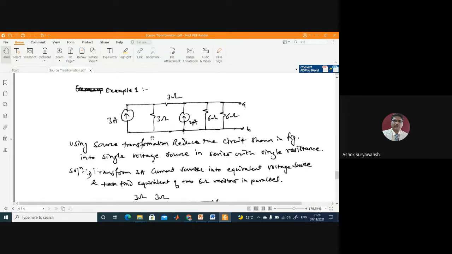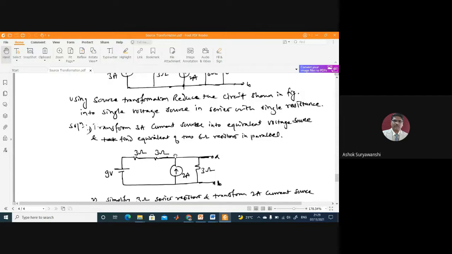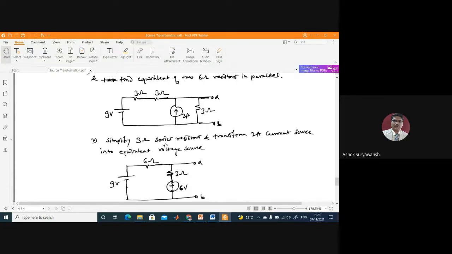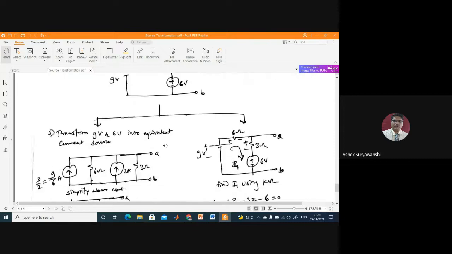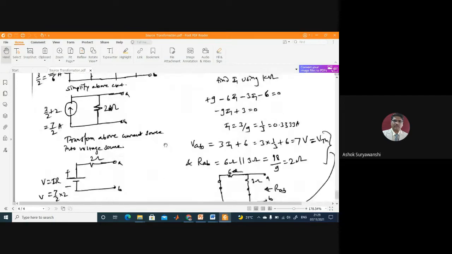So source transformation you understood, but what is the need of source transformation? Source transformation is one of the circuit simplification techniques which is quite useful in circuit analysis. Here in this numerical we had seen that the problem statement was to reduce the given circuit into a single voltage source in series with a single resistance, across A and B terminals. So we went on transforming the sources, like the 3 ampere current source we transformed into a voltage source, and so on and so forth. You can see we discussed this numerical in the last lecture, so you can go through that video.